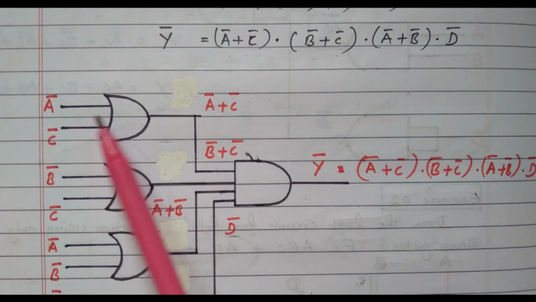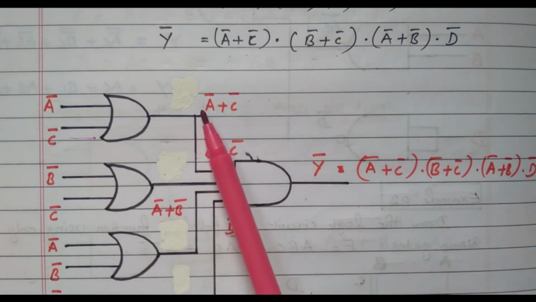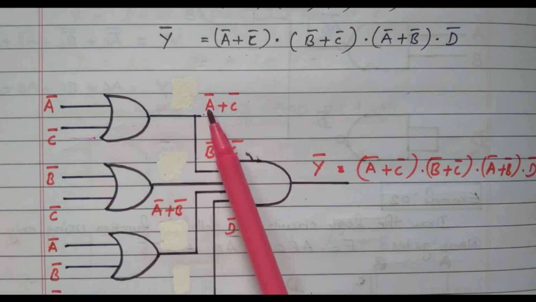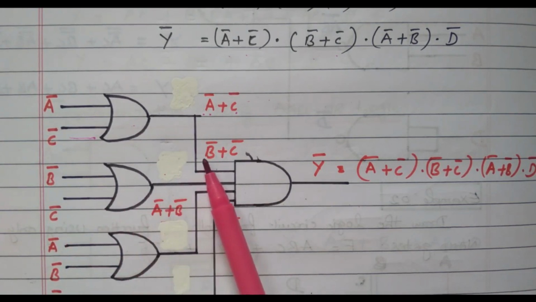So in the first OR gate, A bar and C bar are given as inputs. What is the output for this? OR gate means addition, so it will give A bar plus C bar. In the second OR gate, the inputs are B bar and C bar, so the output of this OR gate is nothing but B bar plus C bar. In the third OR gate, the inputs are A bar and B bar, and the output will be A bar plus B bar.